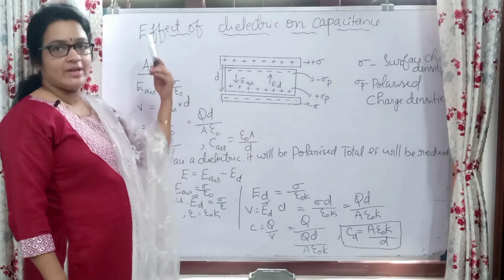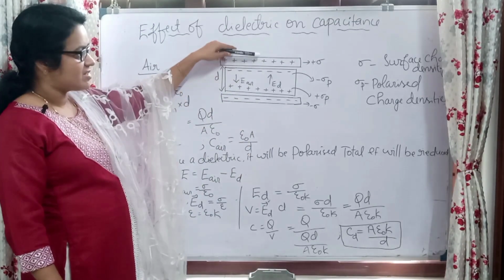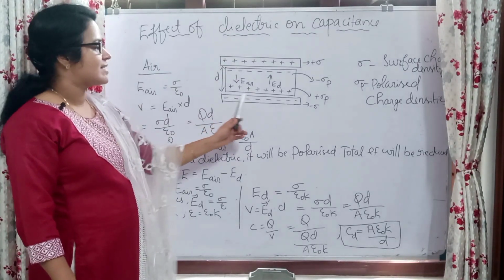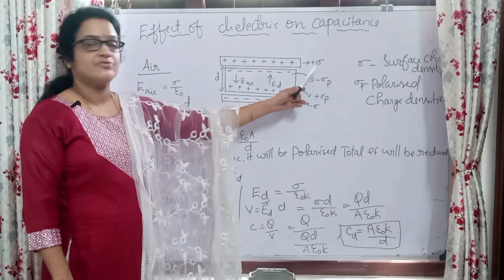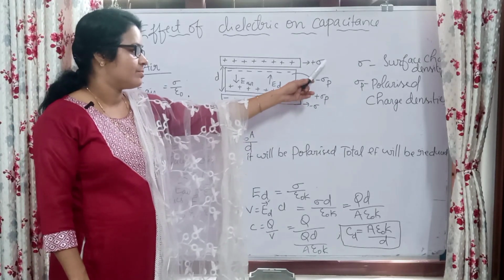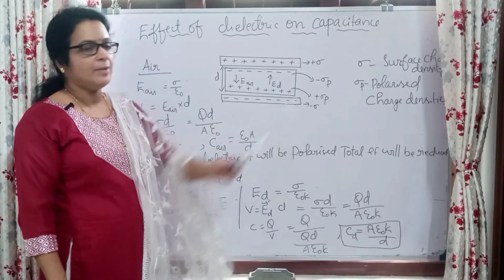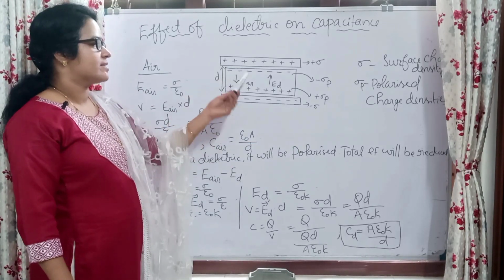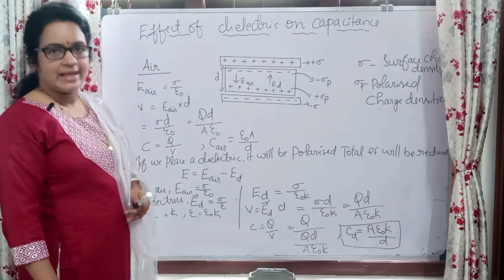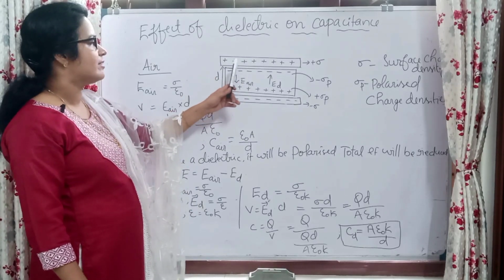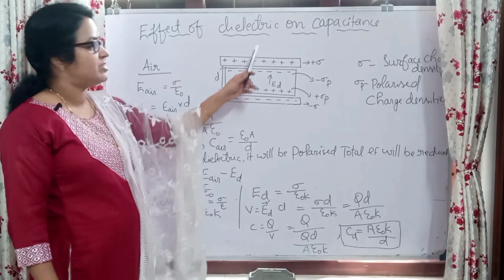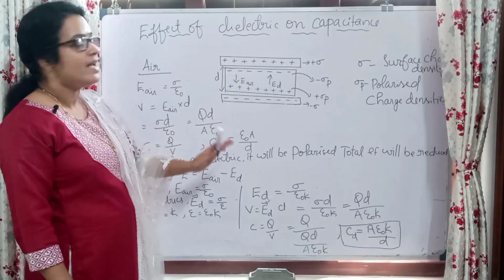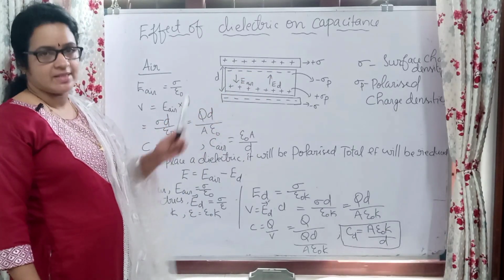Now we are going to discuss the effect of a dielectric on capacitance. So here we have a capacitor, that means here positive charges are there and this is negative charges, and here the surface charge densities are plus sigma and here this is minus sigma, and the distance between these two plates is D and the area of cross section is capital A. Now first of all we can consider this as air.